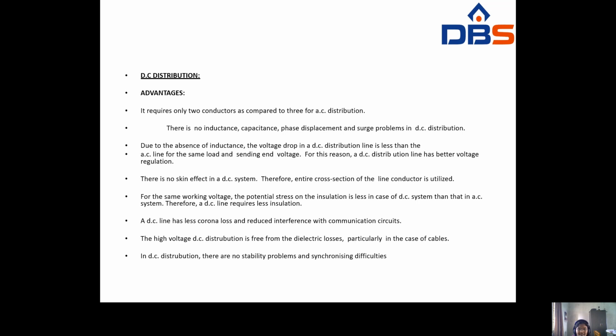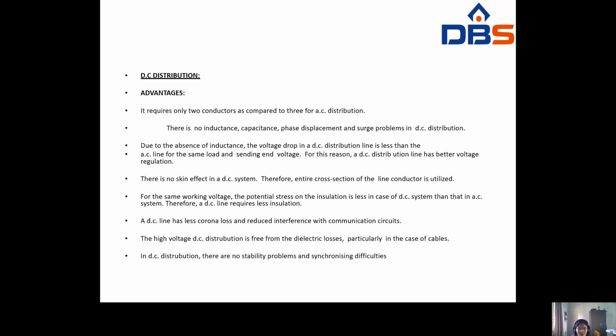Similarly, there is no skin effect in a DC distribution system. Therefore, the entire cross section of the line conductor is utilized, as there is no skin effect in the DC system.